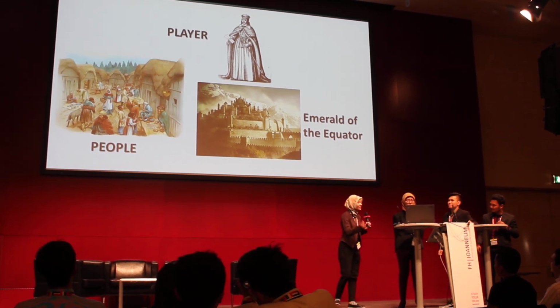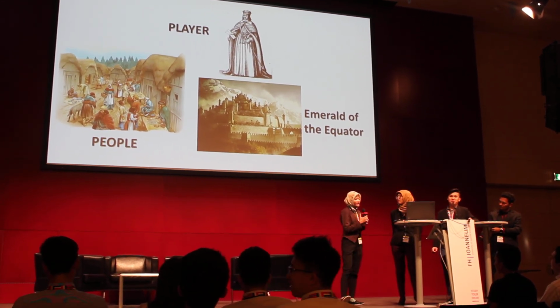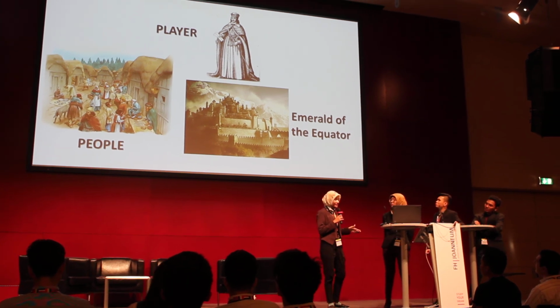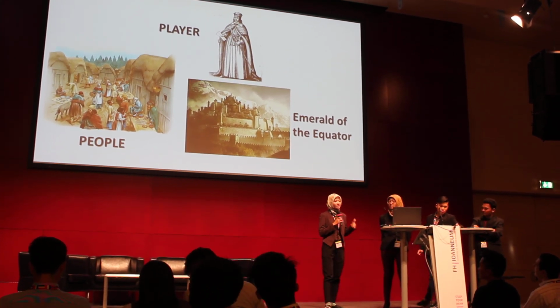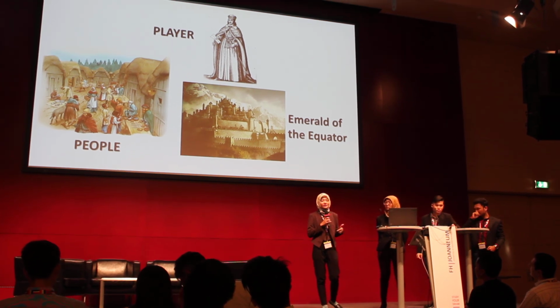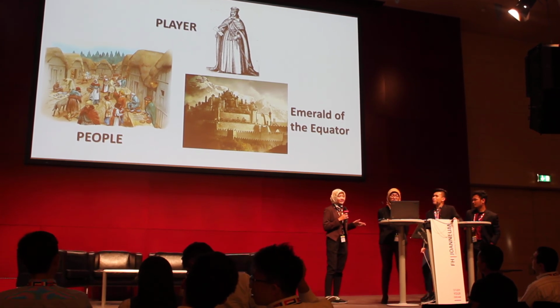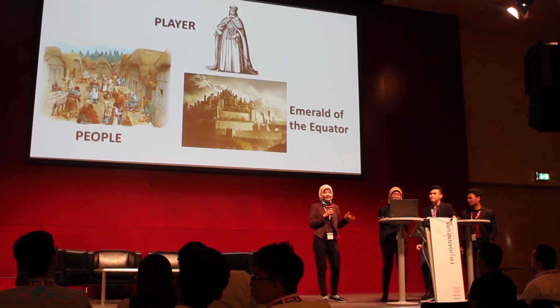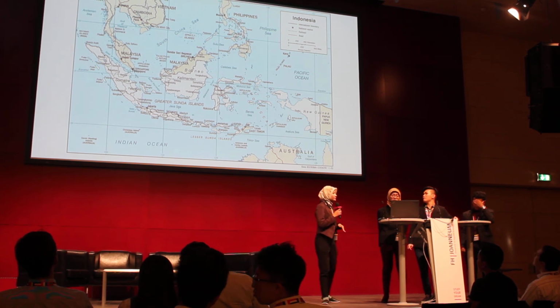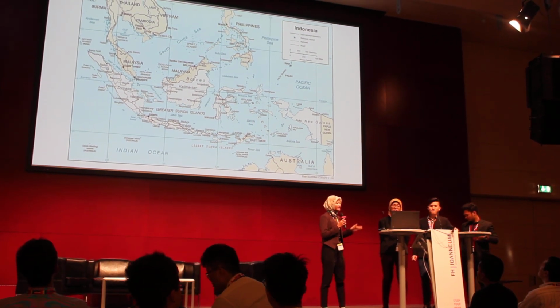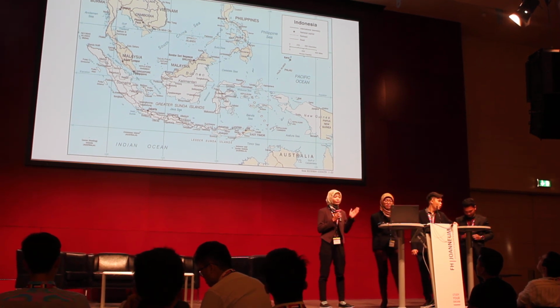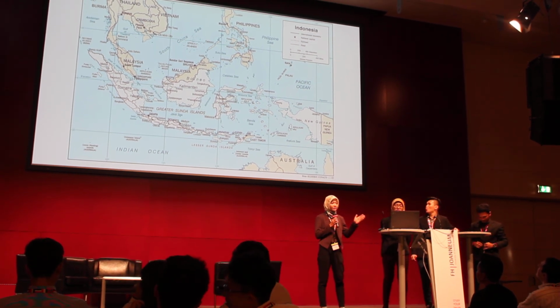And continuing the fun part, in this game, the player is positioned as a marquis, who is responsible for regulating the border area, including the ports, of a kingdom named Emerald of the Equator. This marquis is supposed to fulfill the king's tasks and also increase the prosperity of the kingdom. And despite being set in the medieval era, we use a real map of Indonesia as the Emerald of the Equator. Why?